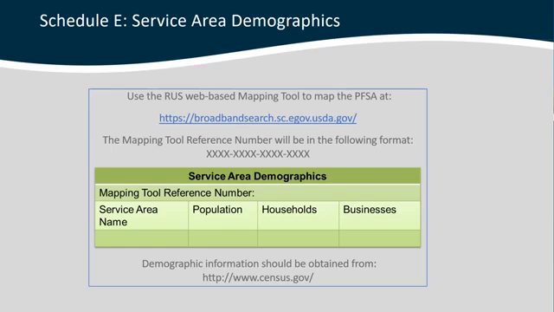The mapping tool will generate that based upon the census information on what you map. If you have any updated information you want to use, you can provide that as well. But if you do so, provide support for how you came up with it. That would allow RUS to independently validate what you're proposing.